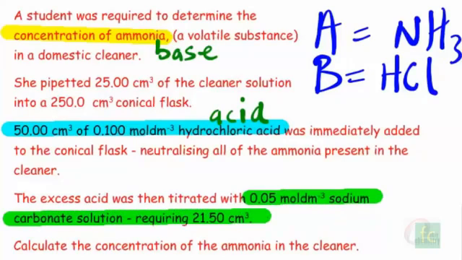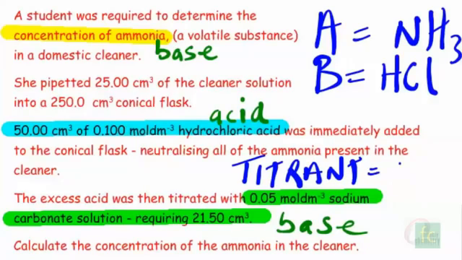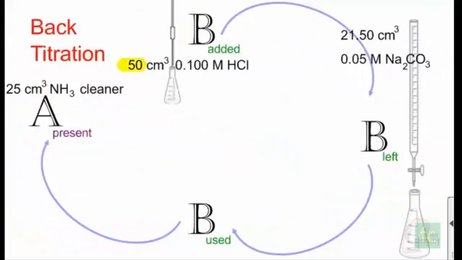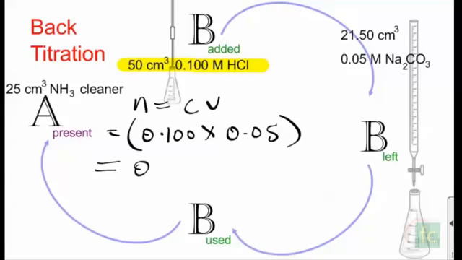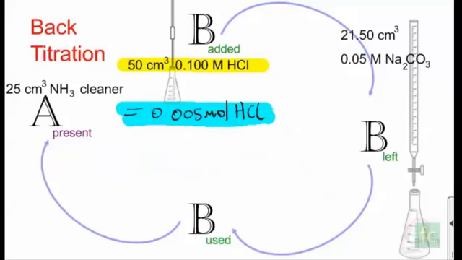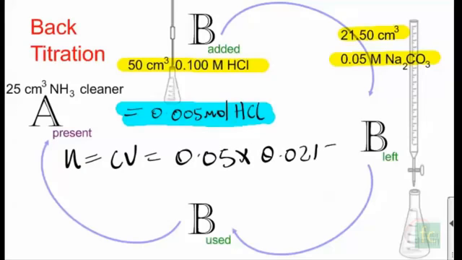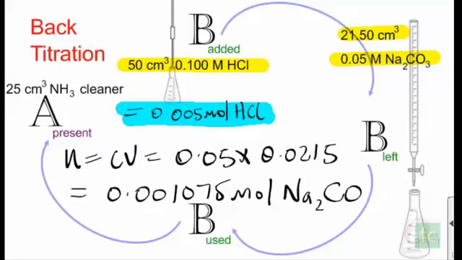So A is ammonia, B is hydrochloric acid, and the titrant this time is sodium carbonate. You'll see here again on the writing frame, I've summarized the facts and figures, so pause and give it a go. So we use n equals cV to work out the number of moles of the known excess, this time 50 cubic centimeters of 0.100 molar HCl. Turns out to be 0.005 moles of HCl.